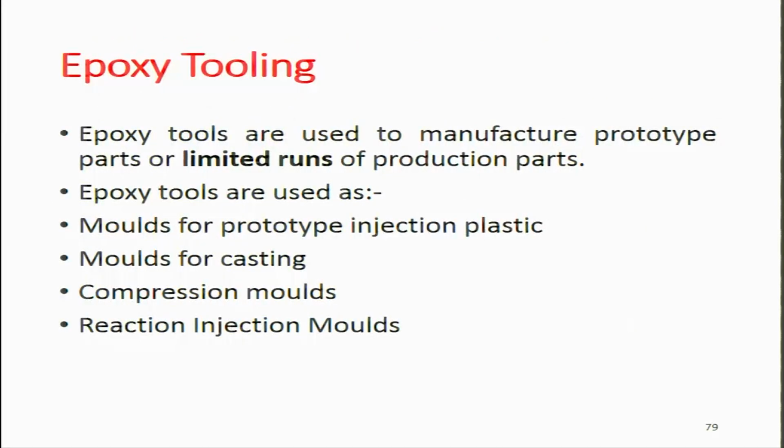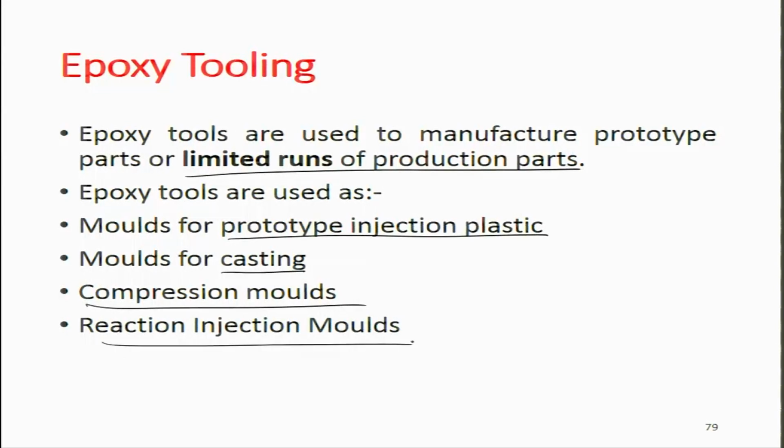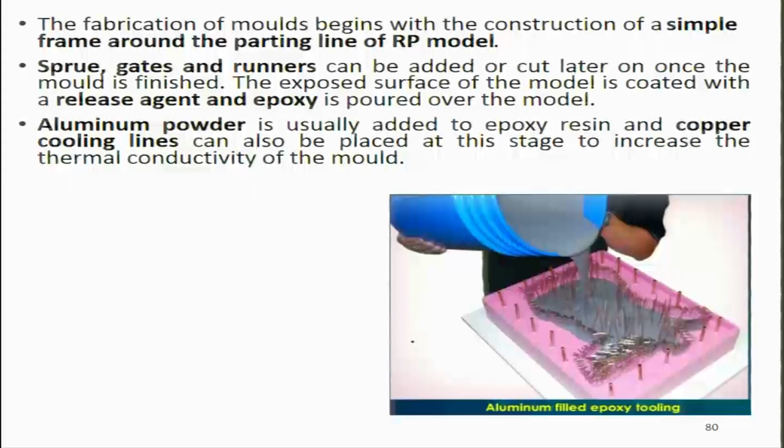So then there can be epoxy tooling. This is another way of, just like we made a silicone rubber tool, we can make an epoxy tool. They are used to manufacture prototype parts or limited runs of the production parts. Here the epoxy tools are used as molds for prototyping of injection molded plastics. They can be used as molds for casting, as compression molds or reaction injection molds. The basic process is illustrated here.